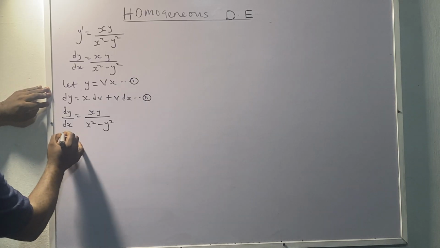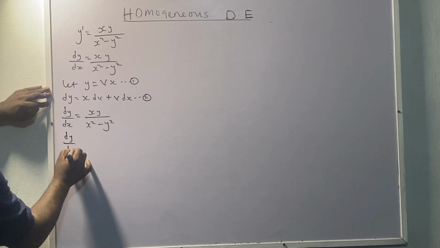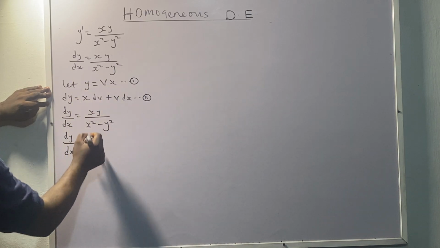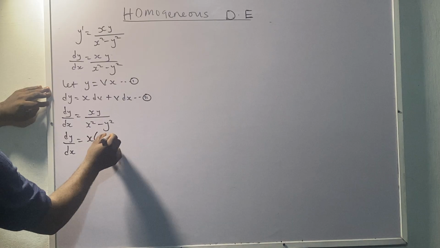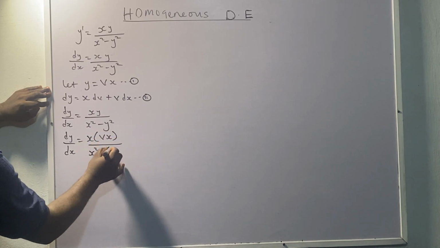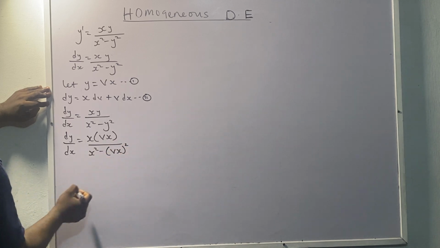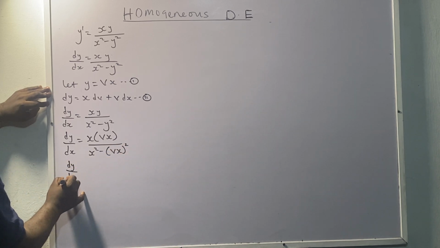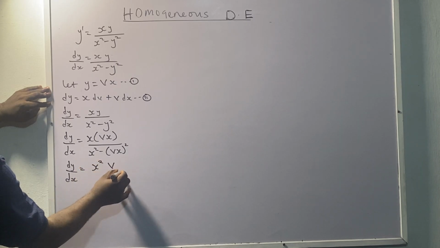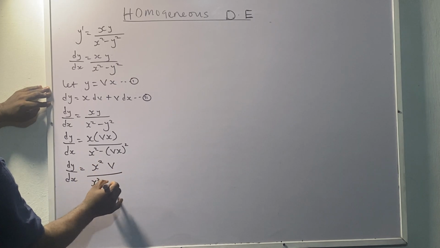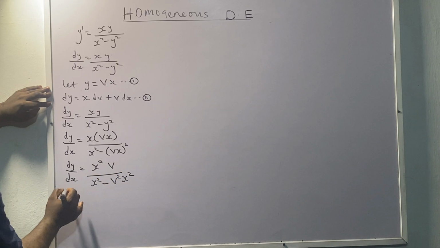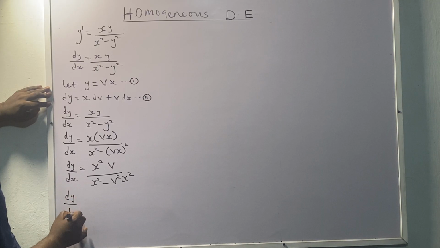So what do you do now quickly? Where you see y, you put what? vx. And then where you see y again, you put what? vx. And then here you square it. So we have dy/dx, so you have x squared v over x squared v squared and x squared. So you have this now.